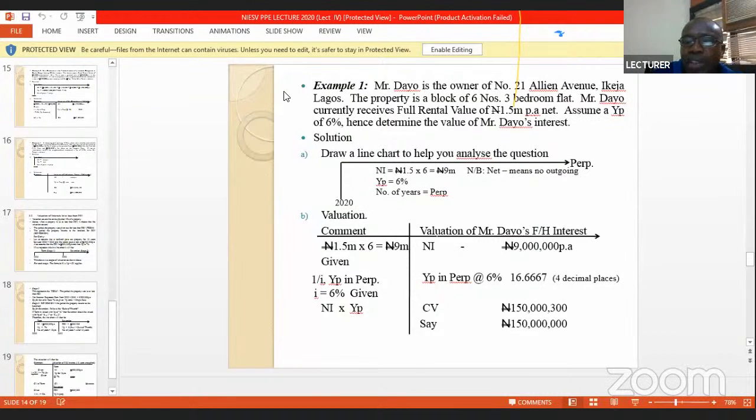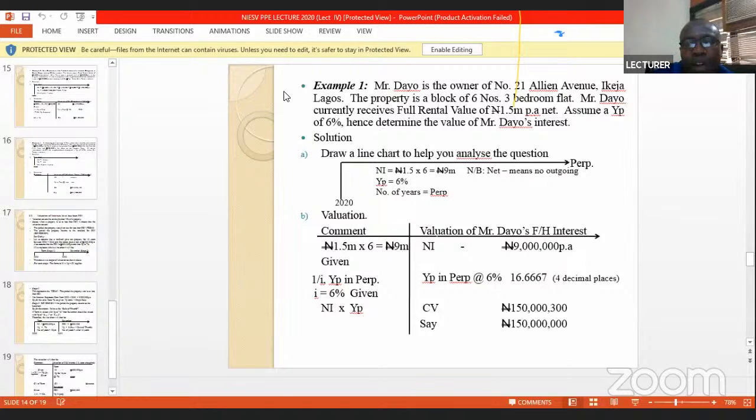Valuation is usually done with 4 decimal places. So if you are writing, always make sure you get to the 4th decimal place. So you can see how I arrive at 16.6667.